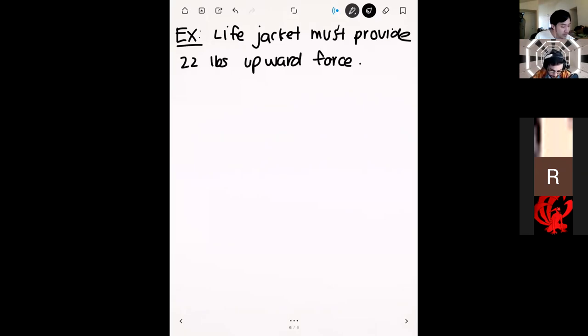Right. And so to basically provide this force, we're going to be making a large part of our life jacket out of foam, because foam is a really nice material to use for life jackets, because it can take up a lot of volume, but its density is really, really small.